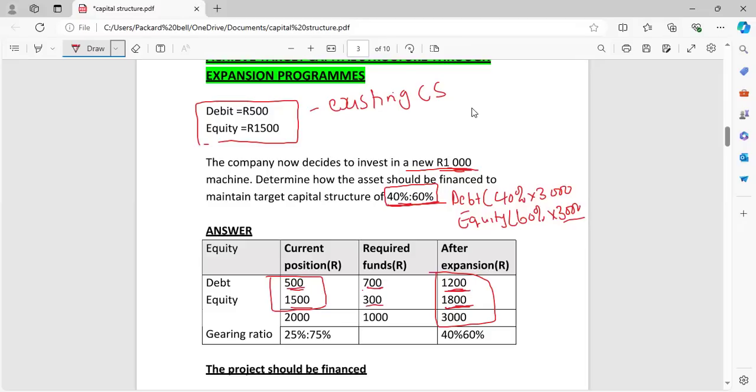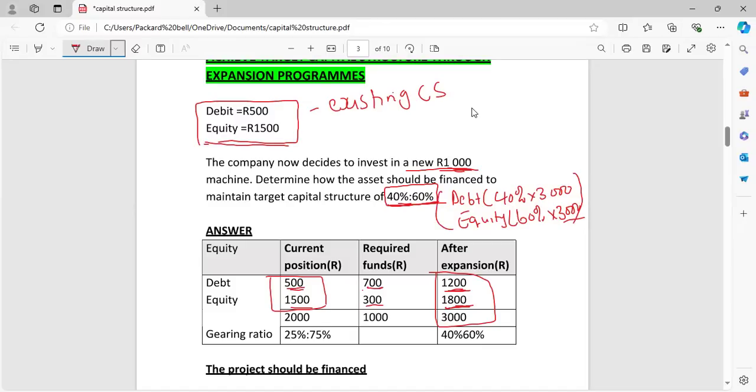So if the question requires you to determine how a program should be financed, the first thing is to go to your existing capital. What is the total existing capital? That's the first thing. This one I need to emphasize, because if you write this exam and you don't find this question, I don't think it will be that exam. This question must be there in all the papers. So that's why I'm emphasizing it.